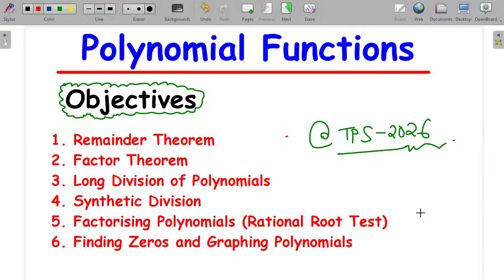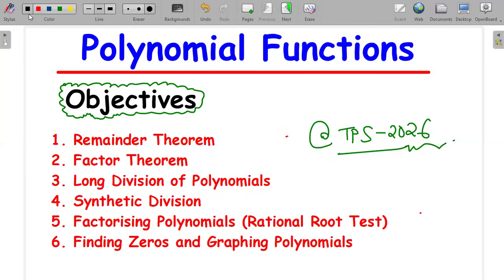Okay, so welcome to today's class. We'll be looking at polynomial functions, or what we call polynomials. Under polynomial functions, we have a number of concepts to cover. We are going to cover them one by one so that we understand each one of them fully.